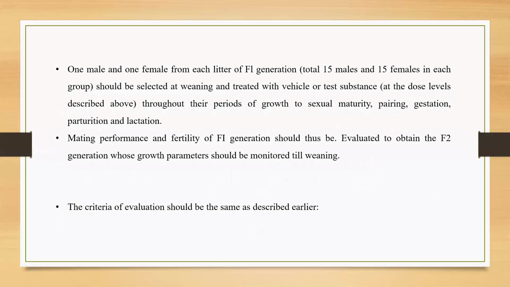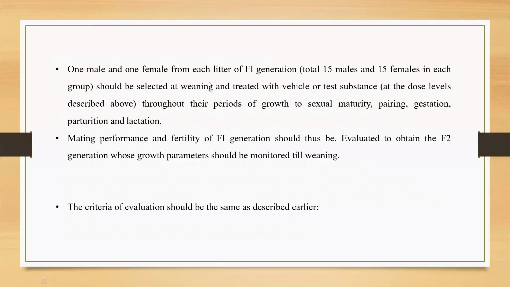One male and one female from each litter of the F1 generation. That is the fetal generation, the fetus that is produced from the parent animal. From there, one male and one female should be taken. A total of 15 males and 15 females in each group should be selected at weaning and treated with vehicle or test drug at the dose level that we have described above in the previous slide, throughout the period of growth to sexual maturity, pairing, gestation, parturition, and lactation.